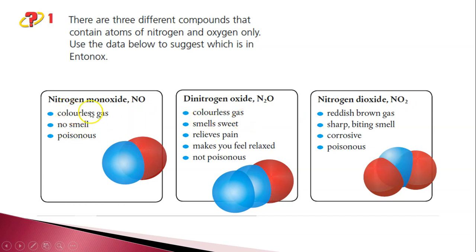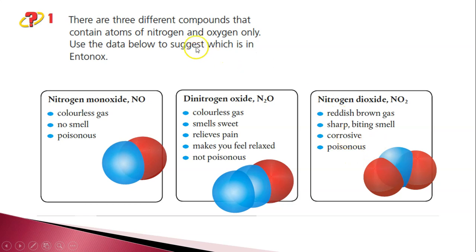Let us see their properties. Nitrogen monoxide is a colorless gas. It has no smell and it is poisonous. While dinitrogen oxide is a colorless gas. It smells sweet. It relieves the pain, that is, it acts as a painkiller. It makes you feel relaxed and it is not poisonous. While nitrogen dioxide is a reddish brown gas. It has a sharp, biting smell. It is corrosive. Corrosive means, as we have already learned, that it reacts with some other substances. It is very reactive and it is poisonous.